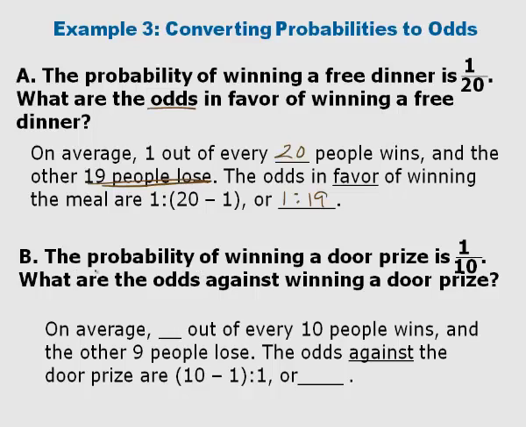Let's try another one. The probability of winning a door prize is 1 in 10. What's the odds against winning the door prize? So on average, 1 out of every 10 wins, and the other 9 people lose. So the odds against, 9 people are losing, and only 1 person is winning.